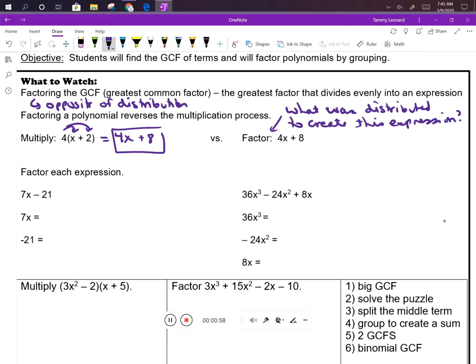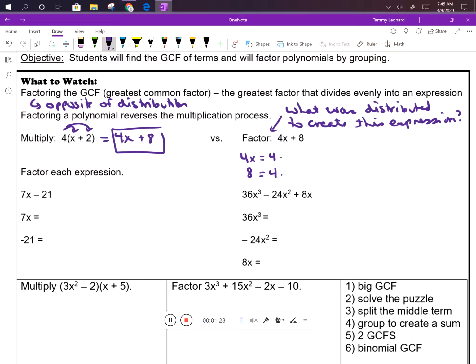And that process can be a little bit more complicated than the multiplication process. So here's what I like to do. I take each of the terms and I write them out specifically. And then I look at the numbers first, and I look at 4 and 8. I'm thinking, what's the biggest number that evenly divides both 4 and 8? Well, that would be 4. And then I look to see if they have any variables in common. The top thing has an x, but the bottom term does not. So really the only thing they have in common is a 4.